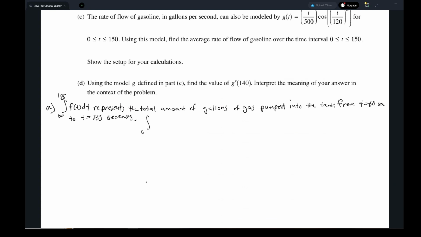I can just write that the Riemann sum, the integral from 60 to 135 of f of t dt, is estimated to be 30 times 0.15 plus 30 times 0.1 plus 15 times 0.05. And I can say that that's roughly equal to, and I'll just plug those values into my calculator, and I'll get that when you add all these up, you get 8.25 gallons. And make sure to include the unit, and boom, that's full credit.